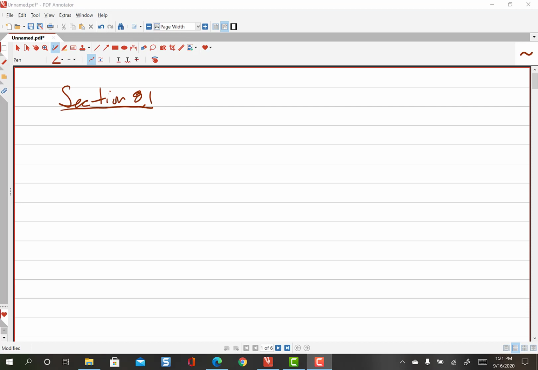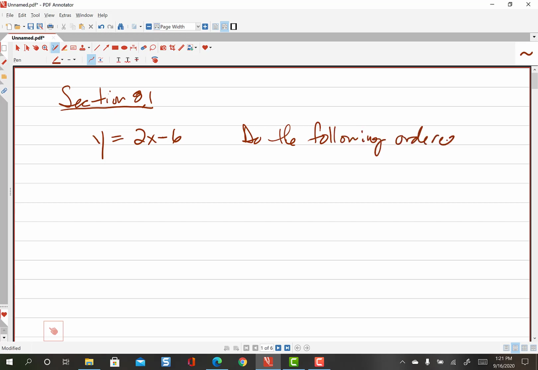Let's say, for instance, we were given a linear equation that looked like this. Let's say y is equal to 2x minus 6. And let's say you're asked something like, do the following ordered pairs satisfy this equation?